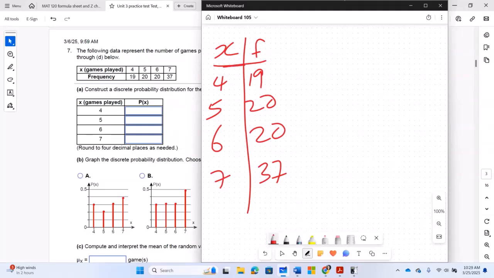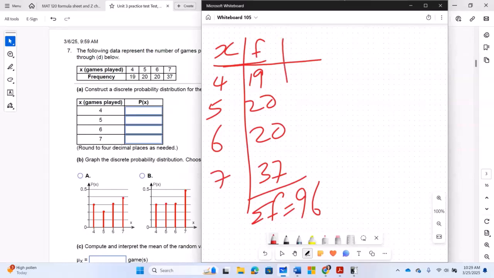Okay, so the next thing I want to do is find the total. What is the total frequency? I can add them up. 20 plus 20 is 40, plus 19 is 59. I can just call it 60. 60 plus 36 will give me approximately 96. So the total frequency is 96.